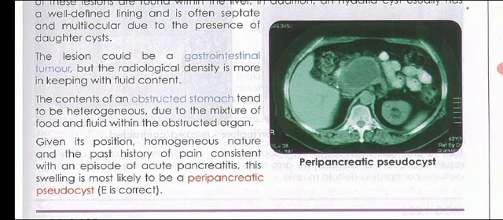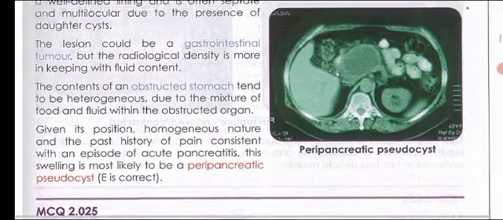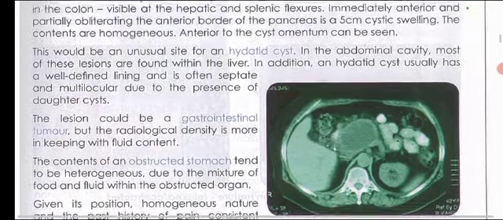The contents of an obstructed stomach tend to be heterogeneous due to the mixture of food and fluid within the obstructed organ. Given its position, homogeneous nature, and the past history of pain consistent with an episode of acute pancreatitis, the swelling is most likely to be a peripancreatic pseudocyst. So this is the peripancreatic pseudocyst on CT scan.